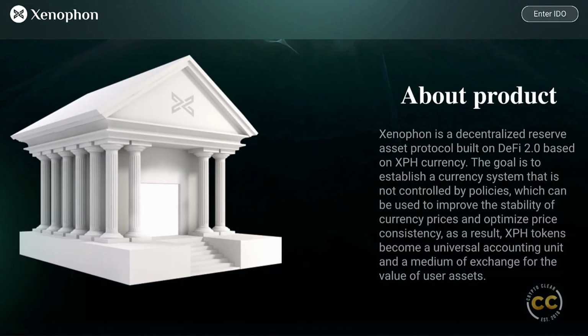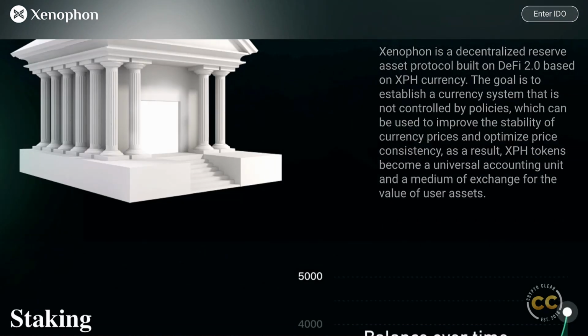A little bit about Xenophon. Xenophon is a decentralized DeFi 2.0 based on XPH currency. The goal is to establish a currency system that is not controlled by policies, which can be used to improve the stability of currency and optimize price consistency. As a result, XPH tokens become a universal accounting unit and a medium of exchange for the value of user assets. You can understand it as the United States dollar in the decentralized network world, as the value-anchored asset.